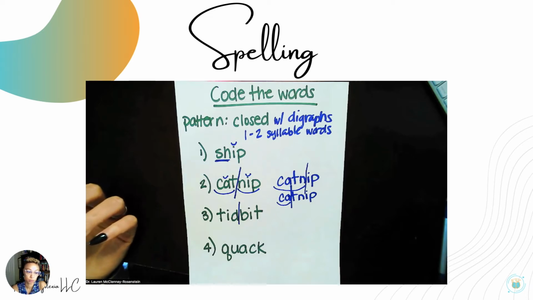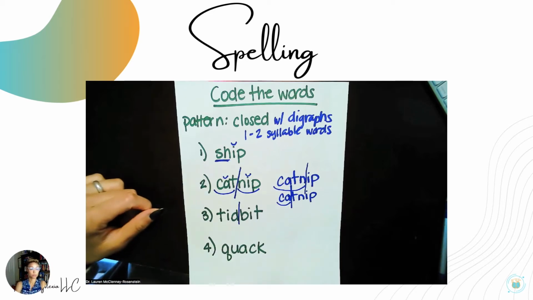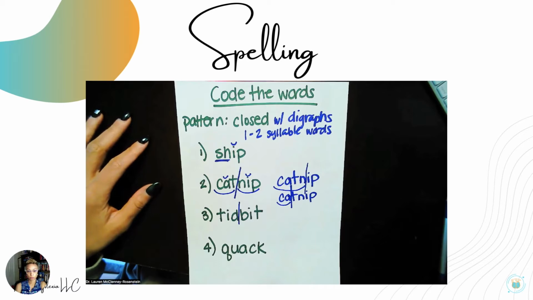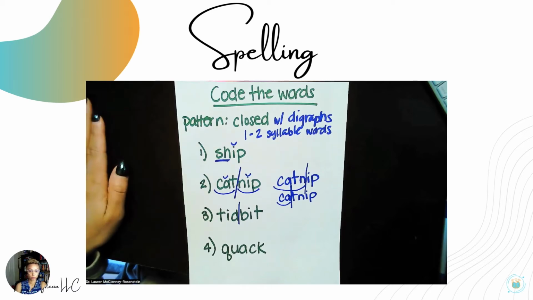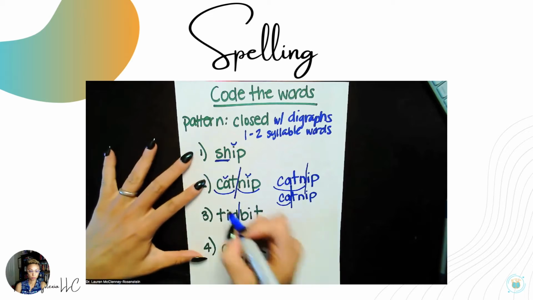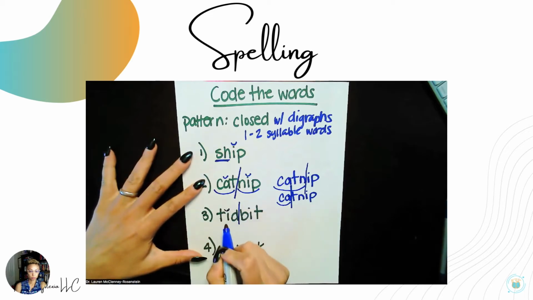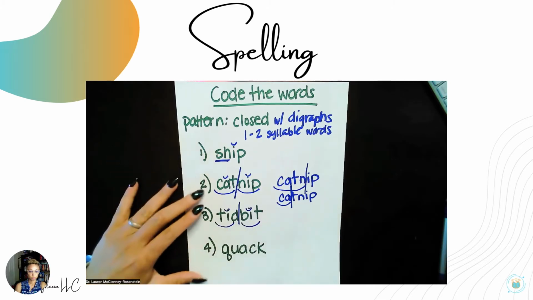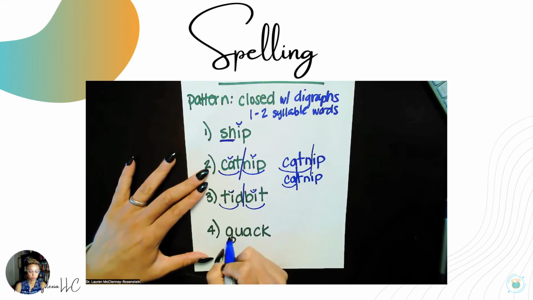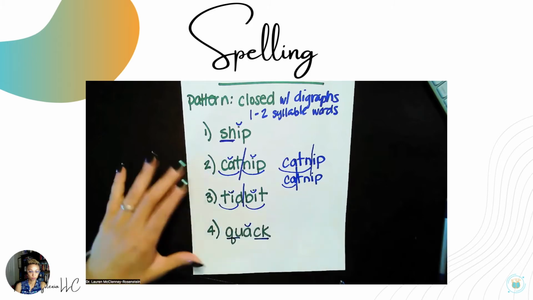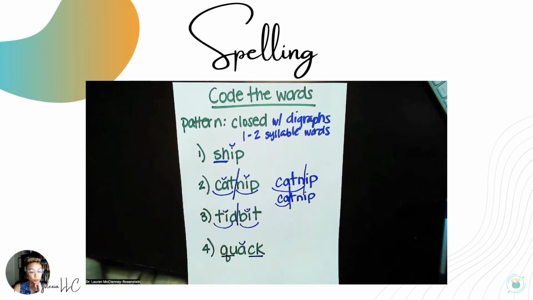And this is exactly why you can't throw in random words for kids and then say, oh, well, this has a closed syllable in it. Well, if they don't understand the basic syllable types, you are just confusing the heck out of them. So tidbit, id, it, tidbit. And then the last one, this demonstrates mastery of this is a digraph, this is a short vowel, this is a digraph. So this is how we would code a closed syllable with digraph, 1 to 2 syllable word spelling test. See you in the next module.